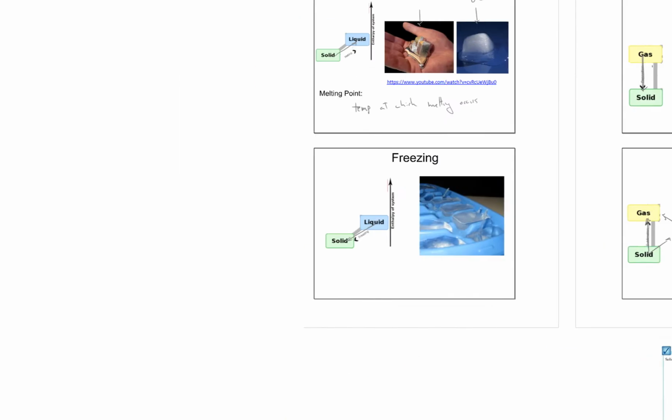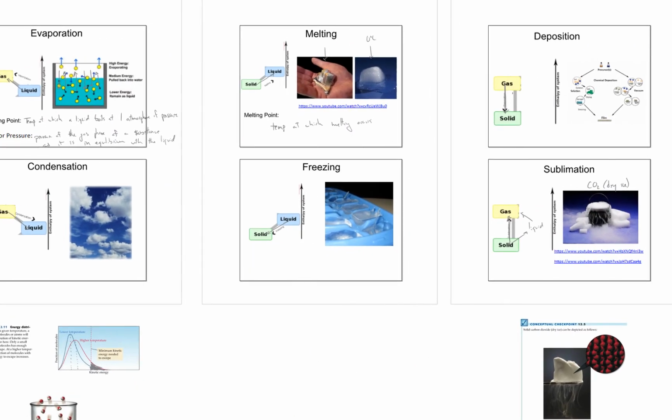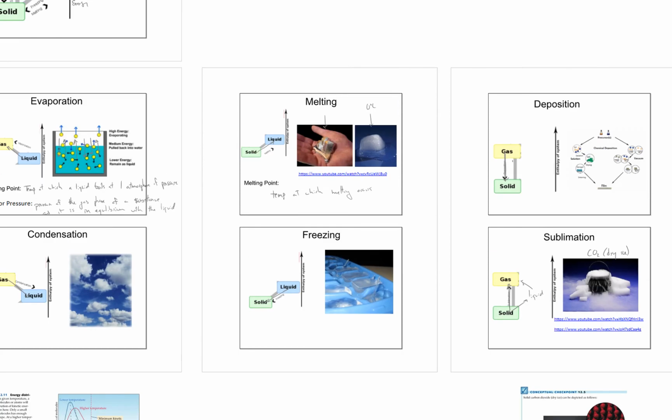So again, as a review, we have 6 different phase changes: evaporation, condensation, melting and freezing, deposition, and sublimation. Keep in mind whether energy is required or released during those phase changes.